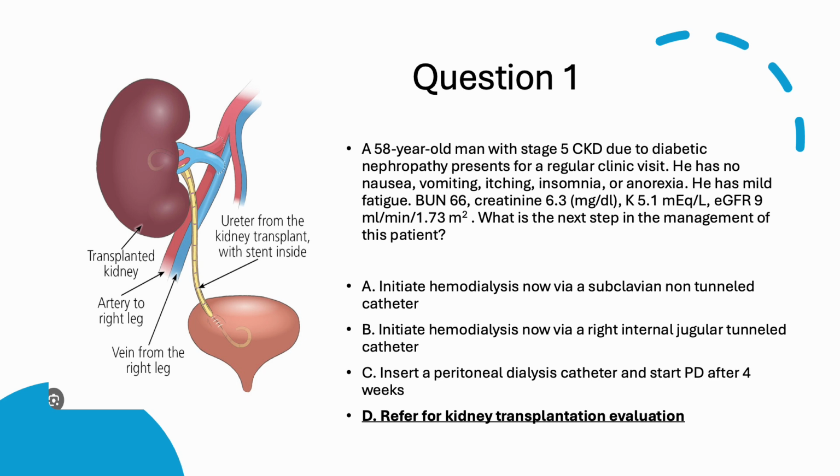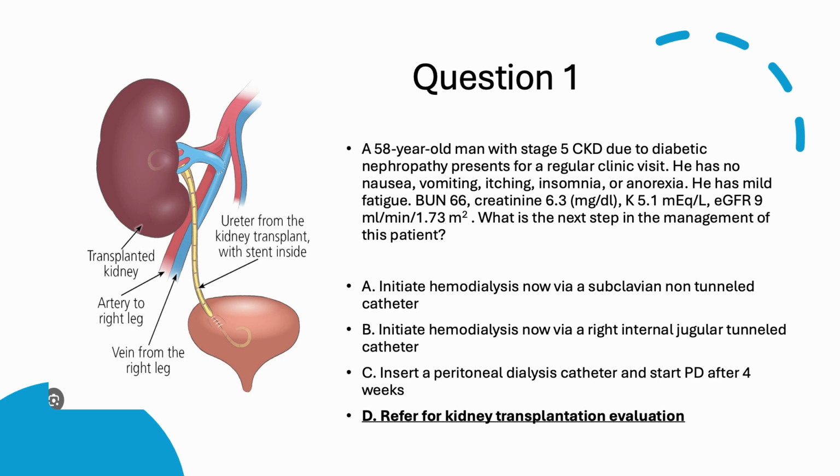B is not necessary. There's no indication for immediate dialysis, whether hemo or peritoneal, so that also takes care of C. So D is kidney transplantation. So once estimated GFR is below 20, you can refer for kidney transplantation evaluation. So that is the preferred option. Another good option would have been creation of arteriovenous fistula if the patient wants to pursue hemodialysis, also because the GFR is below 20, but I did not provide that option.